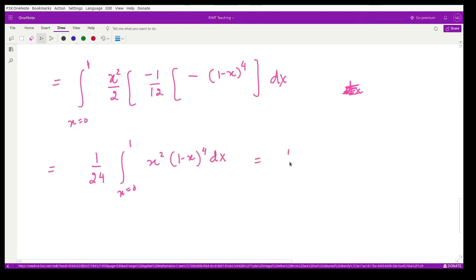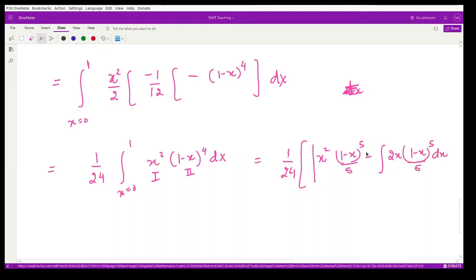Now its integration is very simple. The integration of x square is x cube by 3, and the integration of, not like this, you cannot perform like this. So how can you perform this integration? Again using the by parts. So its integration would be first function as such, the integration of second, minus integration of derivative of first, and then integration of second. So 1 minus x to the power 5 by 5 dx, right? And here also you'll write the limits x varying from 0 to 1, and here also x varying from 0 to 1.